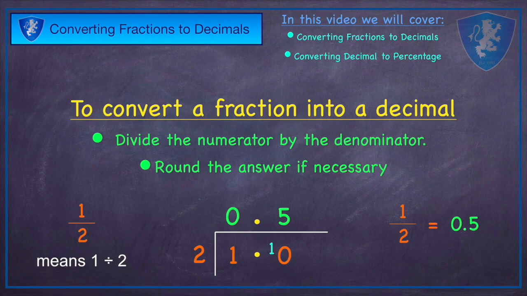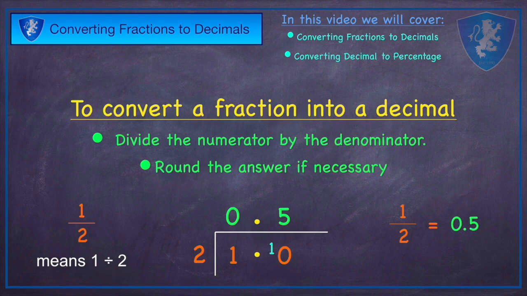And so in this video we'll cover converting fractions to decimals, the first part, and then converting decimals to percentages. Now, to convert a fraction into a decimal, divide the numerator by the denominator and then, if necessary, round the answer. Now, the first example we've picked on is a half, and this actually means 1 divided by 2.